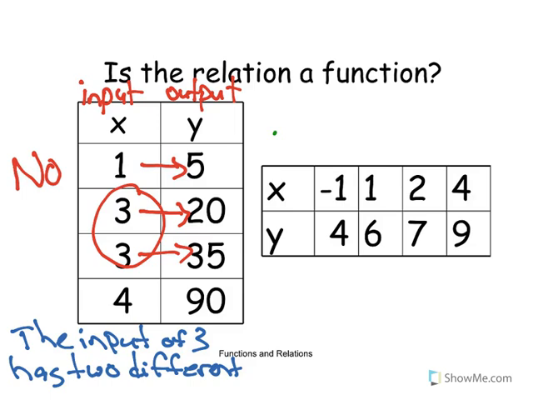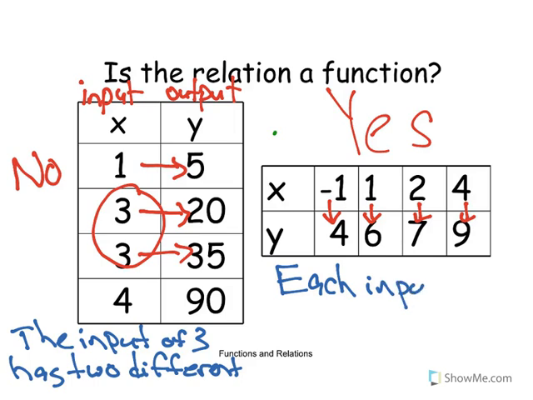Is the relationship a function? Well, let's see. Negative 1 goes to 4, 1 goes to 6, 2 goes to 7, 4 goes to 9. Yes, this is a function. Right? Why is it a function? And your explanation is always the same. Each input has exactly one output.